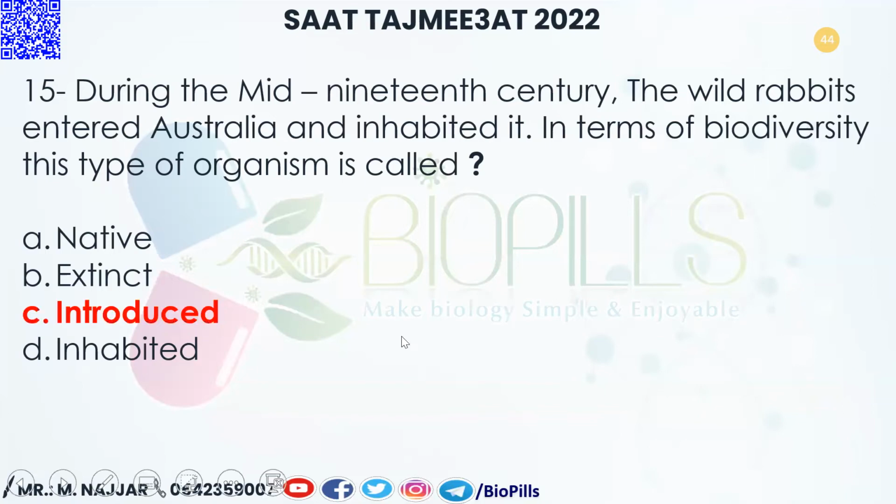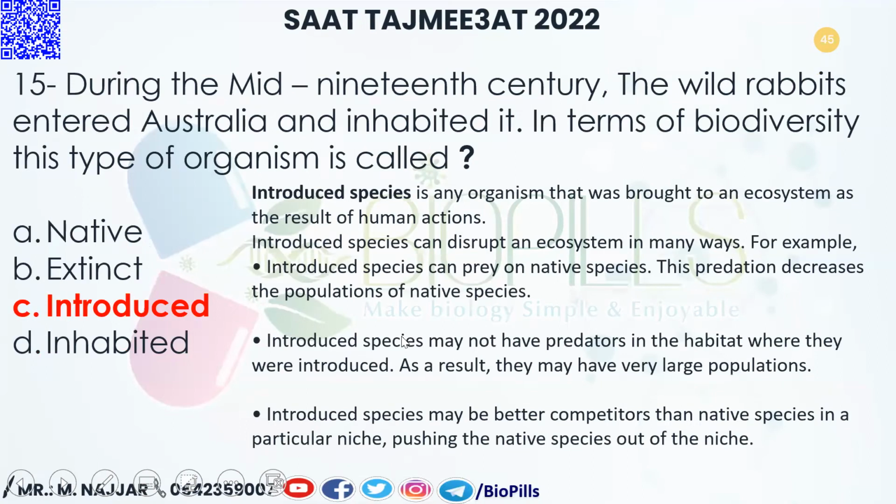Why? Let's talk about it in a little bit more detail. An introduced species is any organism that was brought to an ecosystem as a result of human action, same as our story here. Introduced species can disrupt an ecosystem in many ways. For example, the introduced species can prey on the native species, can eat them. So this predation decreases the population of native species. The introduced species may not have predators, and this is the exact case of our story here, so it thrives and flourishes there.